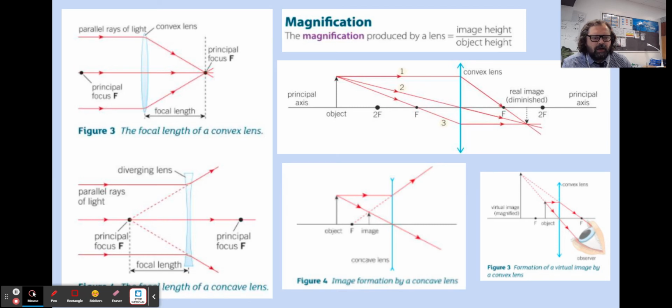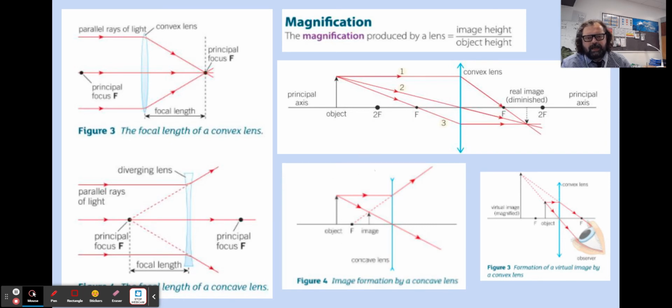Notice that the lines, 1 parallel to the axis and through F, and 2 diagonally through the lens, are never going to meet, and so they have to be virtually taken backwards until they meet, and that's where the virtual image forms. A good definition of a virtual image is one which does not have light passing through it. So a convex lens can form diminished, magnified, virtual and real images depending on where the object is.